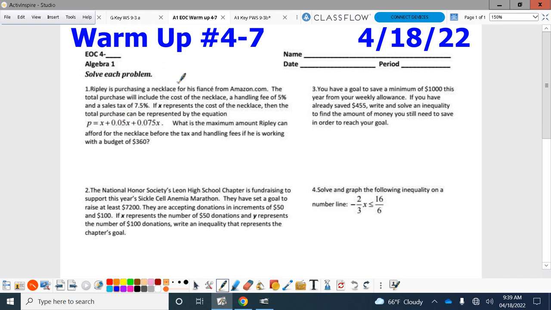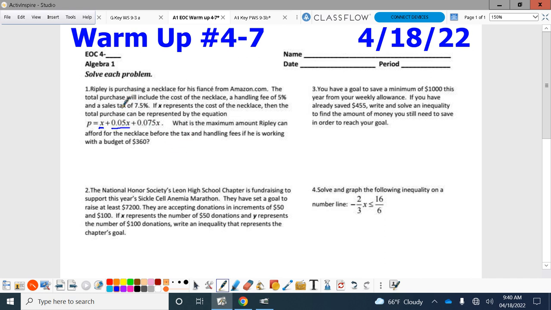It says Ripley is purchasing a necklace for his fiance from Amazon.com. The total purchase will include the cost of the necklace. Here's the cost of the necklace. Okay. A handling fee of 5%. That means basically in order for them to complete the transaction, they're charging you just to do everything. That is going to be 5%. That's going to be right here, that 0.05 times X.